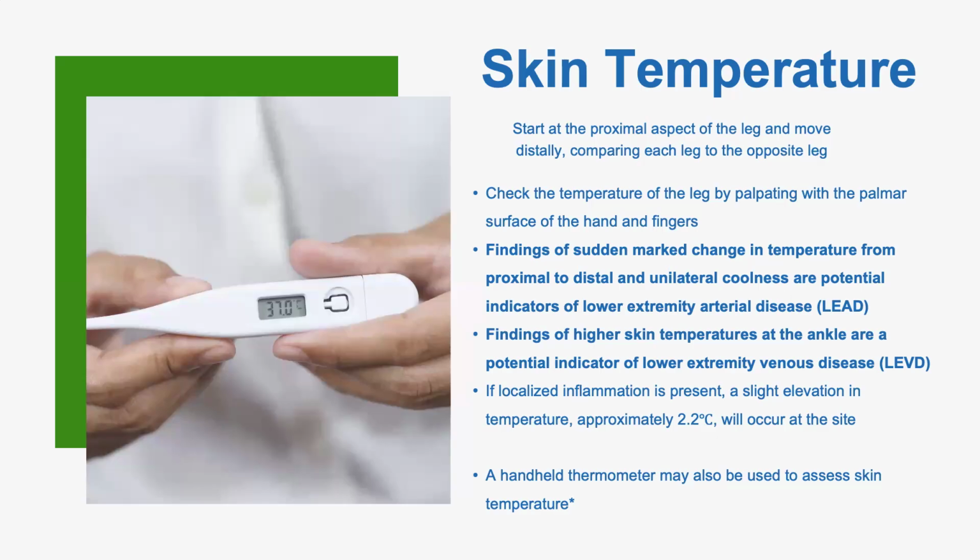The opposite end, if you sense a change where there's higher temperature at the ankle, let's say compared to the thigh, then this can be an indicator of lower extremity venous disease. If there's inflammation present, there can be an elevation in temperature of approximately 2.2 degrees Celsius. And it can be done also with a handheld thermometer, one of those laser thermometers that became popular during the pandemic.